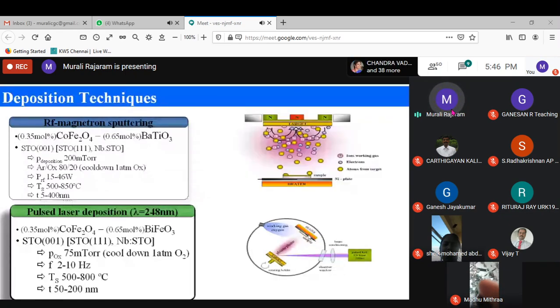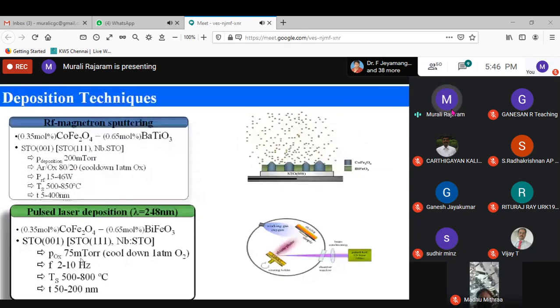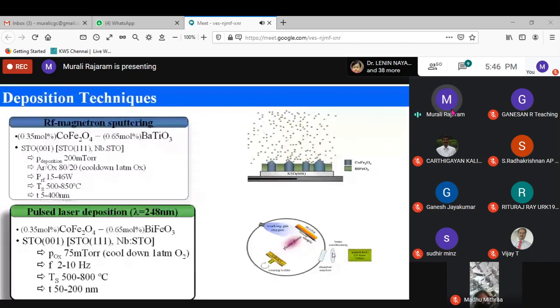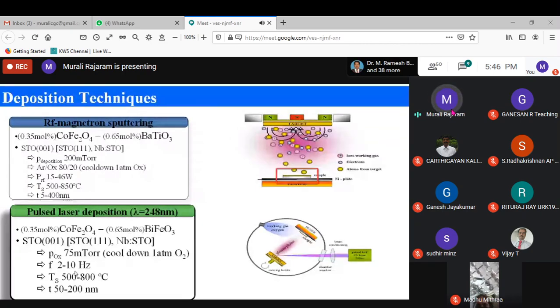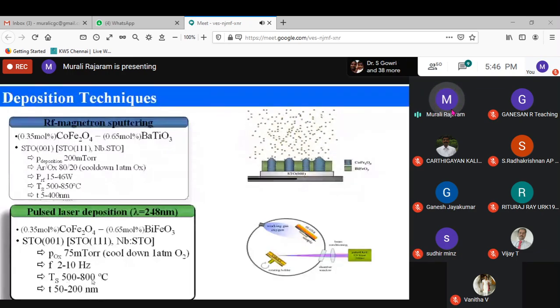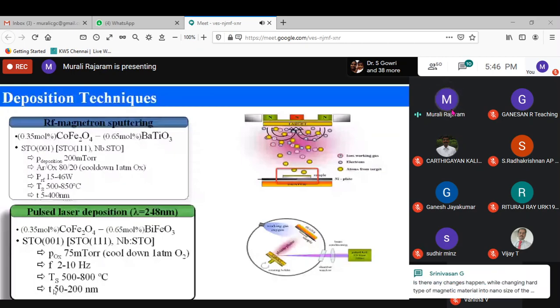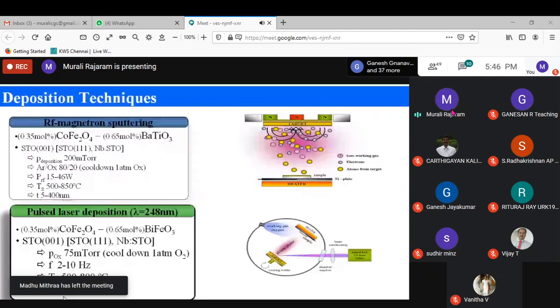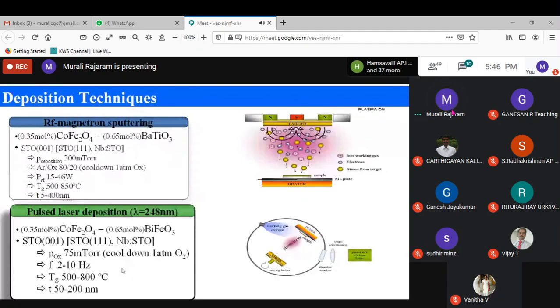So these are the growth parameters which we used during our growth. We maintained the oxygen pressure, and then we cooled under this oxygen pressure, and we changed the pulse frequency from 2 to 10 hertz. This is the growth temperature. We have grown at different temperatures from 500 to 800 degrees C, and with different film thicknesses from 50 to 200 nanometers. Okay. So I'm going to present some of our results on these data.